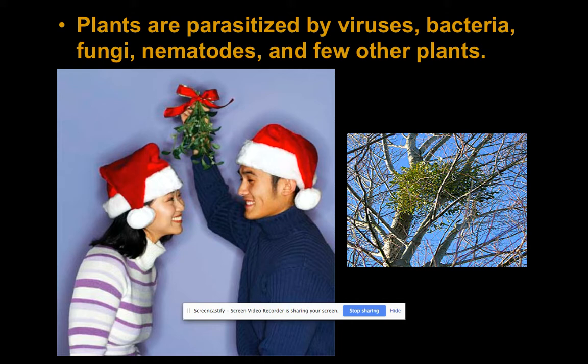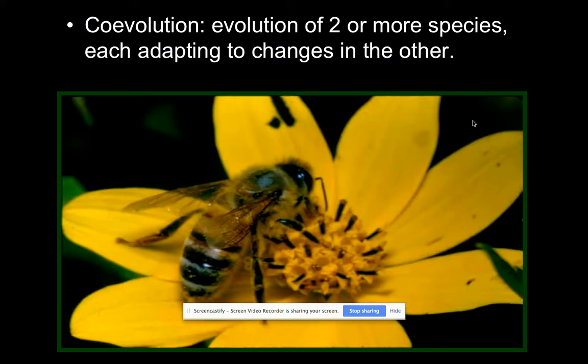And then plants can also be parasitized by different things. This is mistletoe. So if you love mistletoe over the holidays, it is unfortunately a parasite, and it gets into trees and grows on the trees and basically lives off of the tree itself.